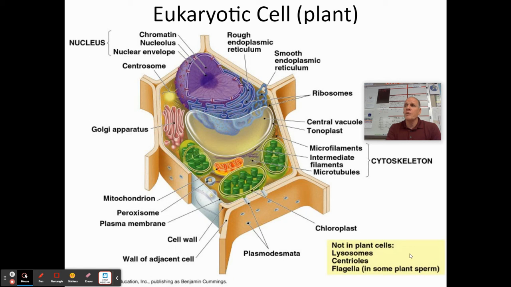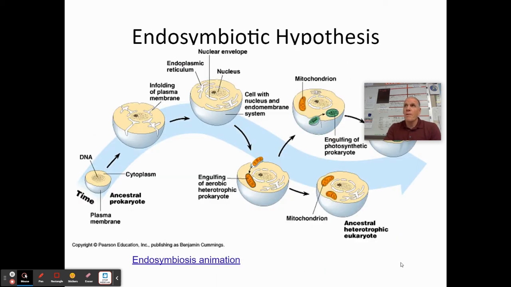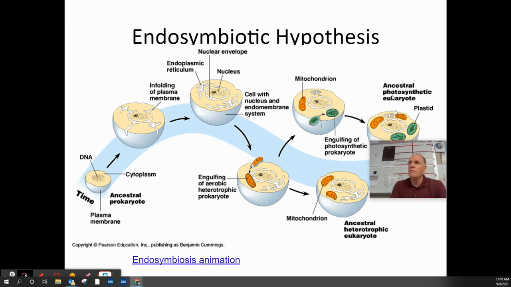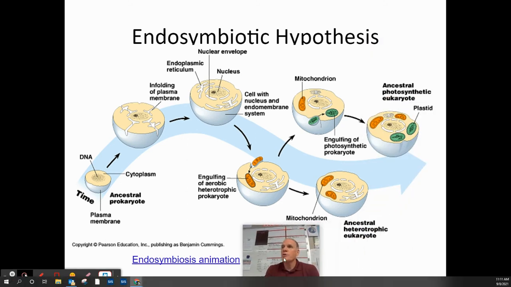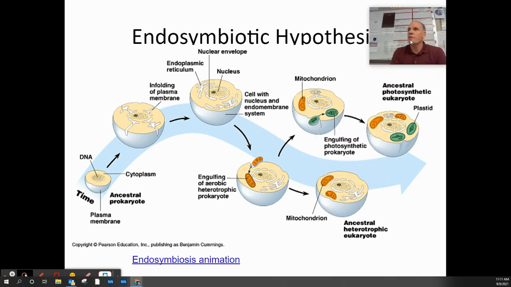Some of the things we do not see in plant cells are lysosomes, centrioles, and flagella, but some of the plants like ferns and mosses do produce sperm cells that have flagella and do swim. All right, so how did all those organelles develop? And we have the endosymbiotic hypothesis right here.